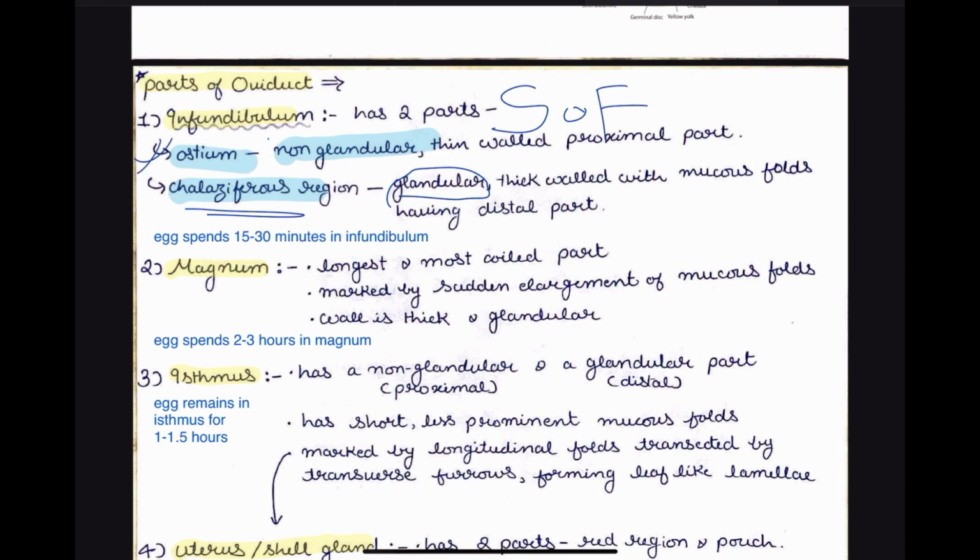Why? Because you can imagine how short a window of time the sperm has to fertilize the egg, and this is why in birds there are structures present for the storage of sperms. We are going to talk about them a little bit later. So the important point here is that the ostium is the structure responsible for collecting the ova. Second, the chalaziferous region is a glandular, thick-walled structure with mucus folds, and it is responsible for the deposition of albumin.